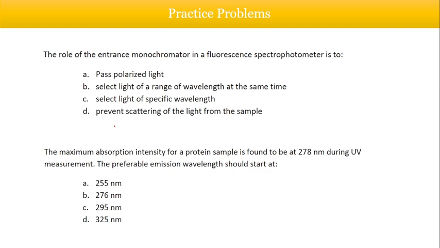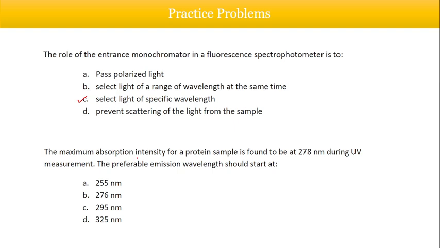The options given here are pass polarized light, select light of a range of wavelengths at the same time, select light of specific wavelength, and prevent scattering of light from the sample. So it will actually help to select light of a specific wavelength.